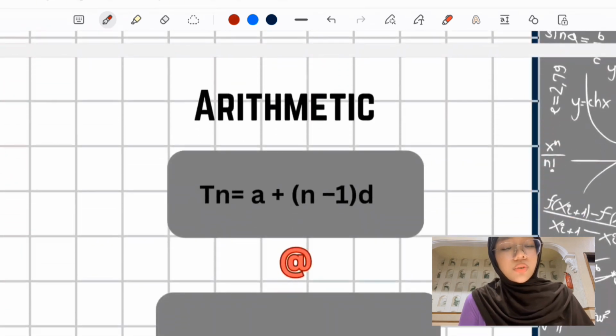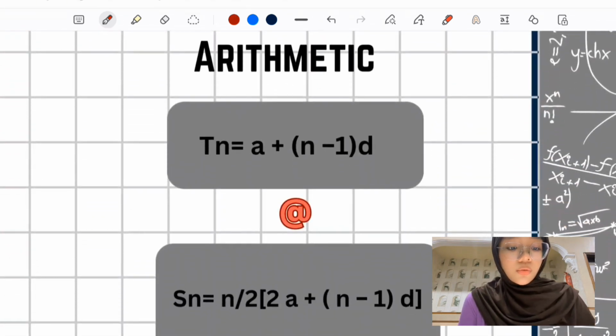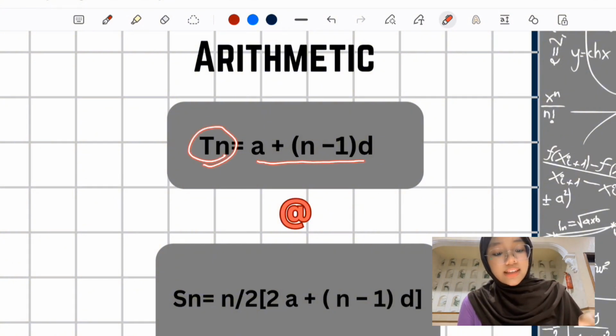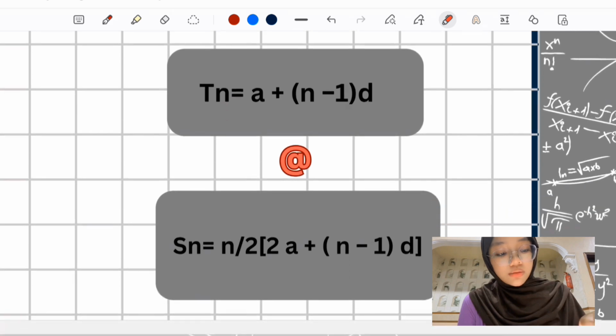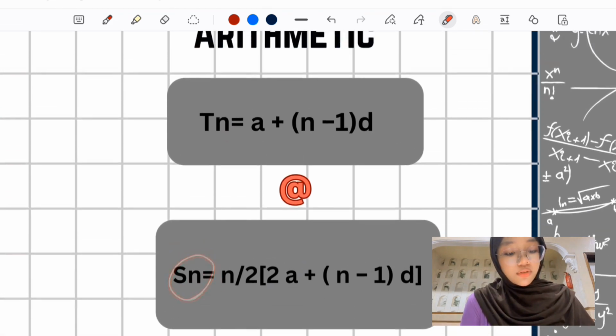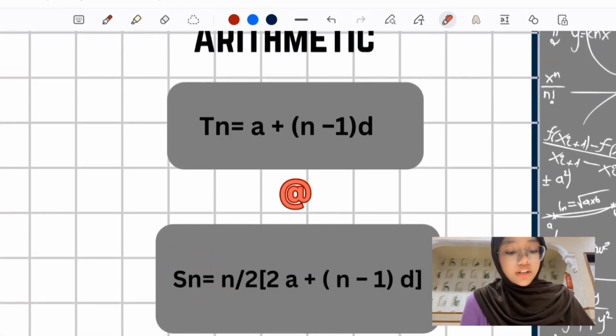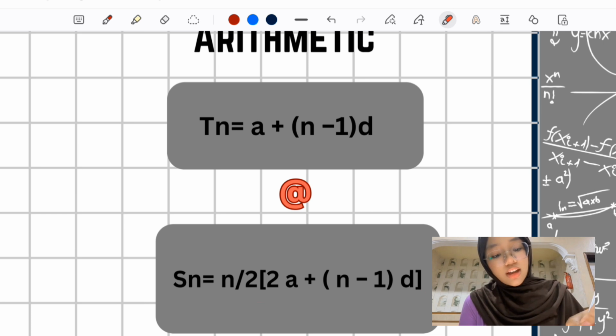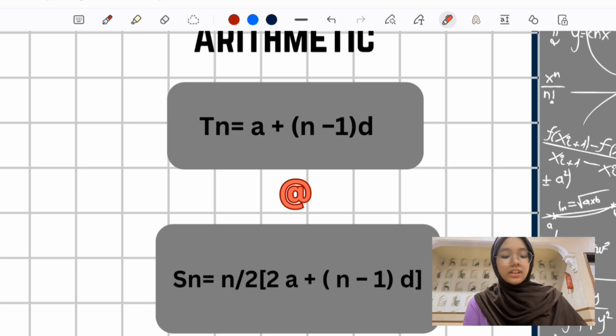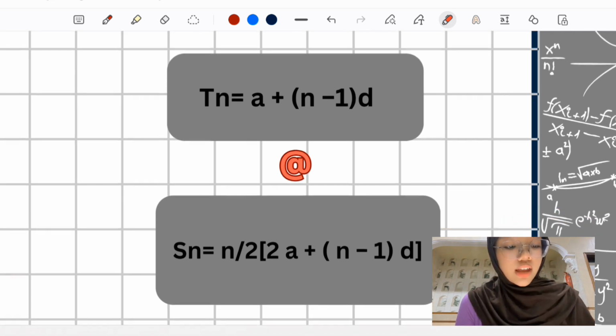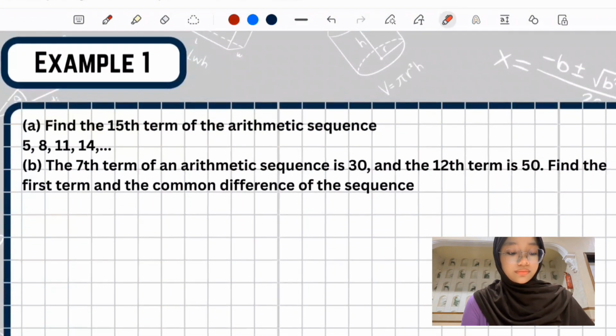We will use two formulas. The first formula, for finding the nth term, is Tn = a + (n - 1)d. The second formula is to find the sum of the first n terms, which is the total: Sn = n/2 (2a + (n - 1)d). Let's get into the first example, which is to find the nth term.